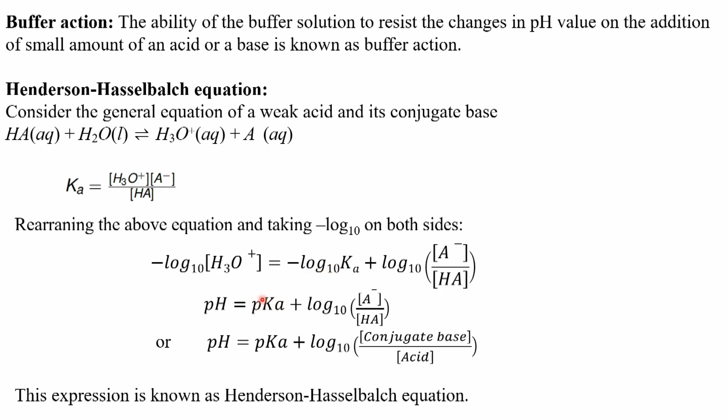Ka is the dissociation constant, so this is the value of pKa of that acid HA, plus log concentration of A- by concentration of HA. So we can calculate pH from the pKa of the acid if we know the concentration of the conjugate base and the conjugate acid. This expression is known as the Henderson-Hasselbalch equation: pH equals pKa plus log 10 of concentration of conjugate base by concentration of acid.